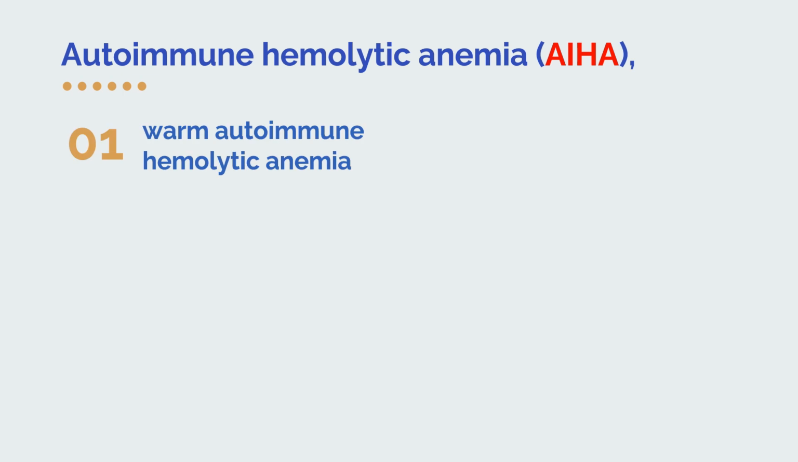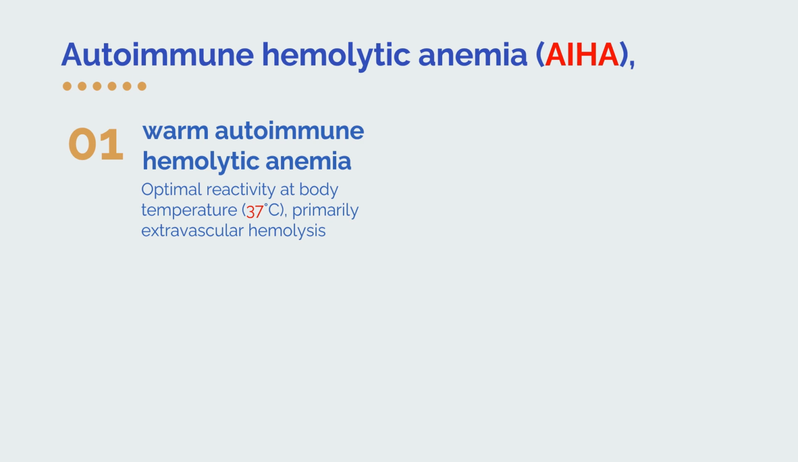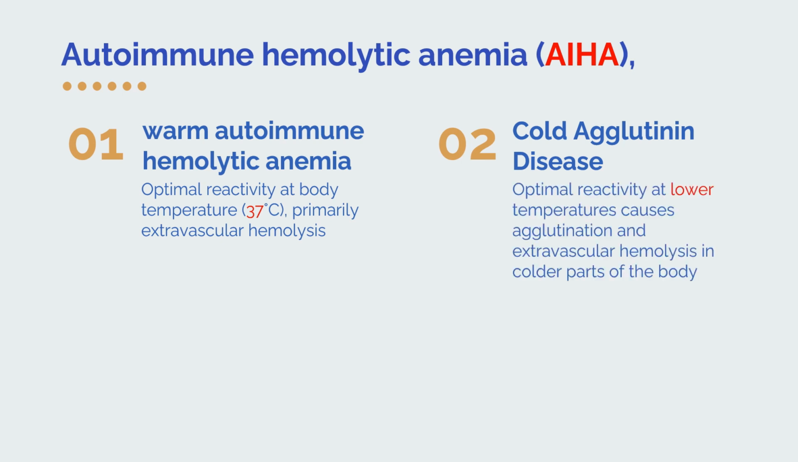First, we have warm autoimmune hemolytic anemia, where autoantibodies react optimally at body temperature, 37 degrees Celsius, and primarily lead to extravascular hemolysis. In this type, RBCs are destroyed by macrophages, mainly in the spleen. Next, we have cold agglutinin disease. In this type, autoantibodies have optimal reactivity at lower temperatures, typically below body temperature. They can cause agglutination of RBCs in the peripheral circulation and extravascular hemolysis, mainly in colder parts of the body such as the fingers, toes, and nose.